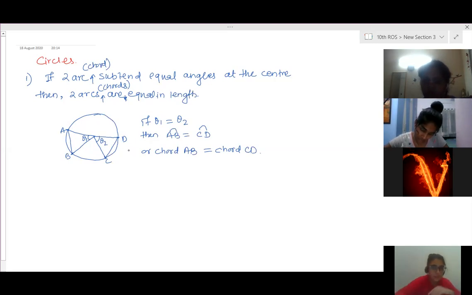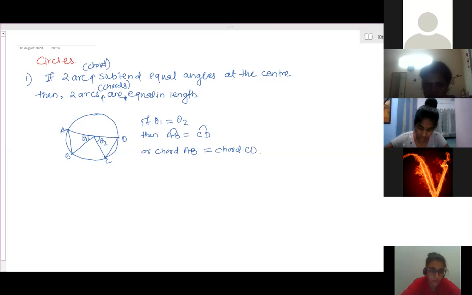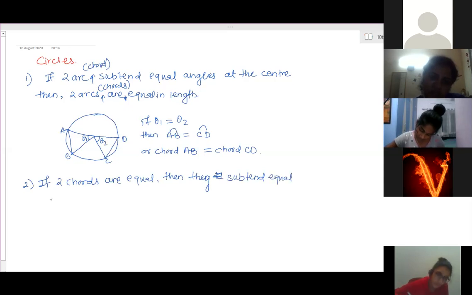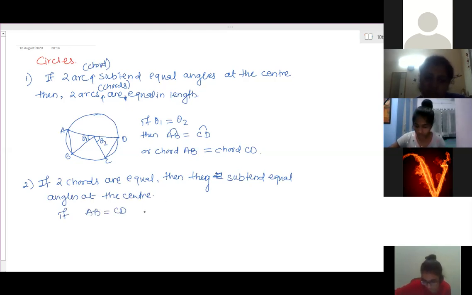Remember this one? Yes, ma'am. And the converse will be? If two equal angles are subtended at the center, then the chords will be equal. If two chords are equal, then they subtend equal angles at the center. Then if AB is equal to CD from the same figure, then theta 1 is equal to theta 2.